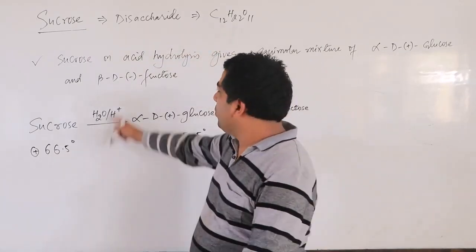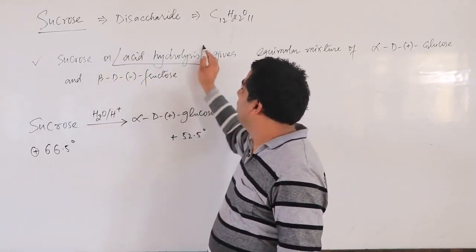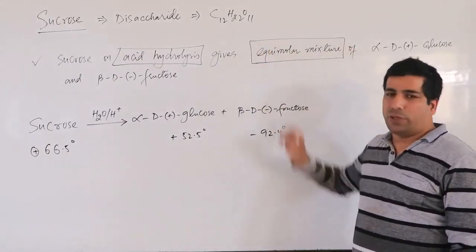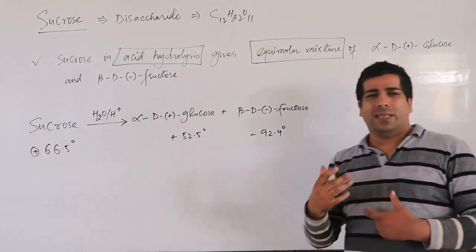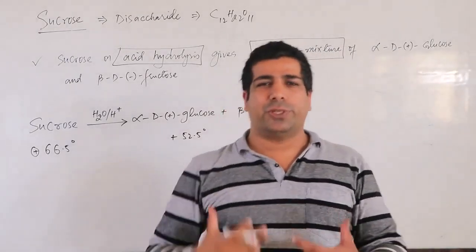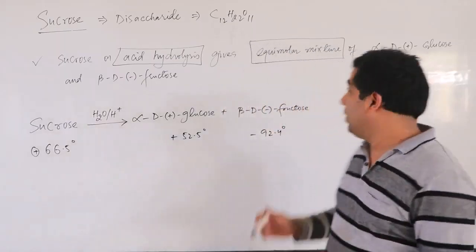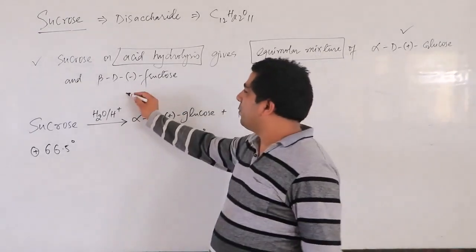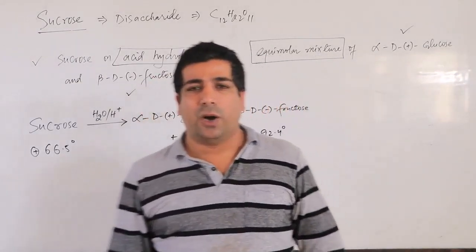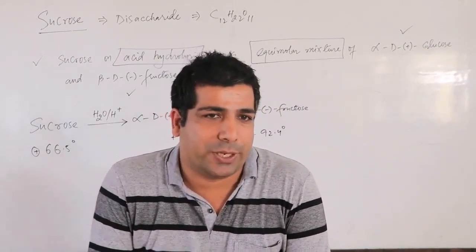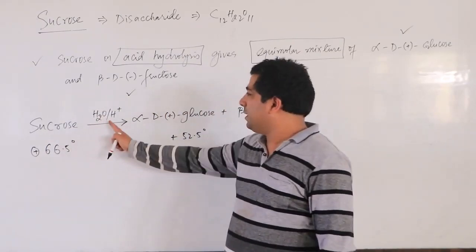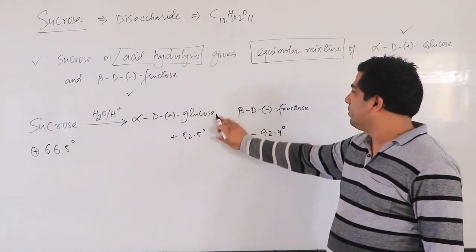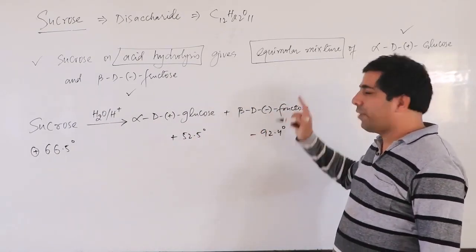When you do hydrolysis, acid hydrolysis of the sucrose molecule, it gives an equimolar mixture, meaning equal amounts. Equimolar means 1:1 ratio, 2:2 ratio, 3:3 ratio, equal amounts of alpha-D plus glucose and beta-D minus fructose. We are getting these two substances on acid hydrolysis of the sucrose molecule. Have a look. Sucrose on acid hydrolysis gives alpha-D glucose plus beta-D minus fructose.